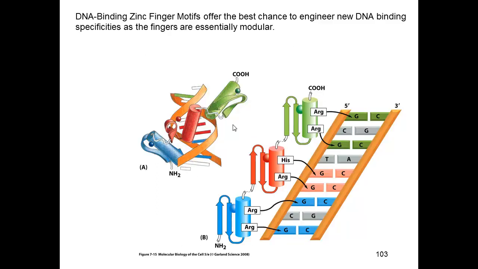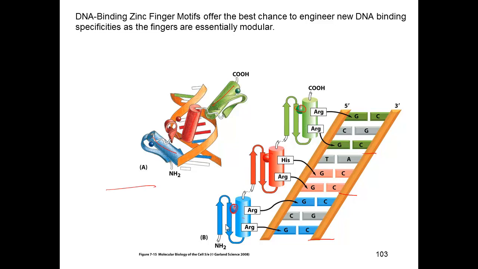Now, a prominent family of DNA binding proteins are called zinc finger transcription factors. And this protein will interact in three different places in the major groove with a set of DNA sequences. And these zinc fingers, zinc because they all coordinate zinc, and they have sort of a finger type shape, will interact with these bases.